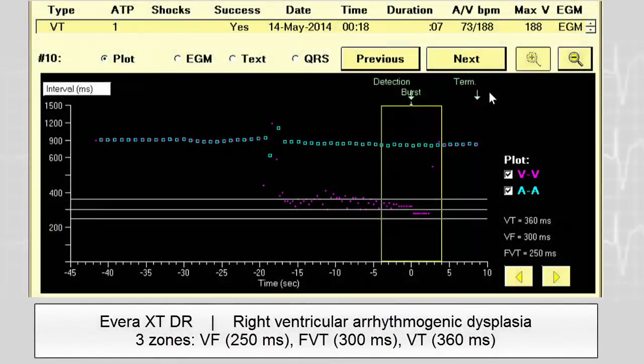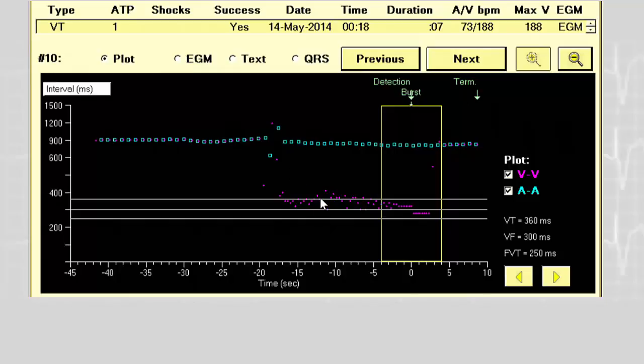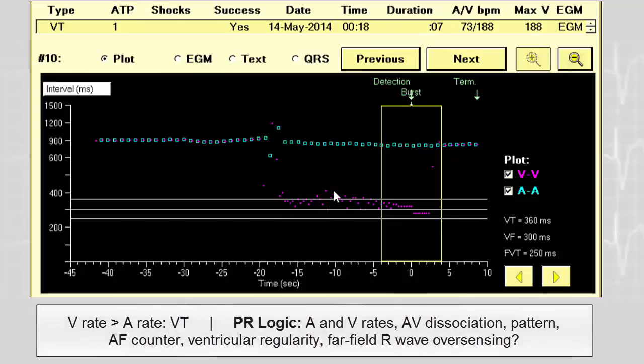This is the case of a patient with a dual chamber ICD and with arrhythmogenic right ventricular dysplasia. We can see here on the plot a typical example of ventricular tachycardia with dissociation between a fast ventricular rate and a slow atrial rate. First, the ventricular rate is irregular.